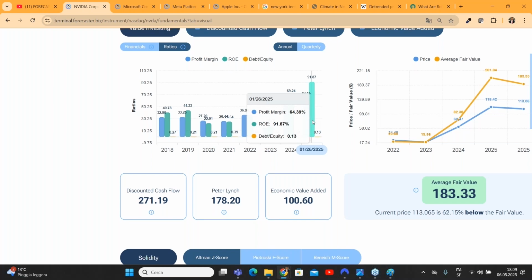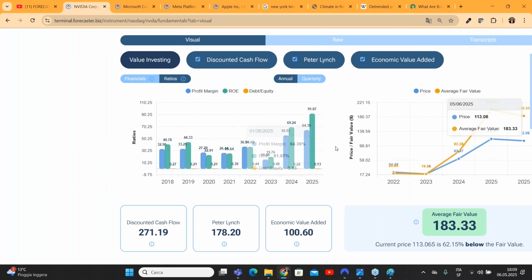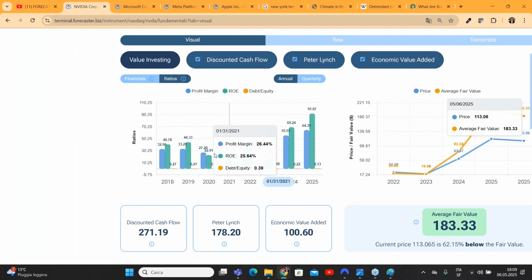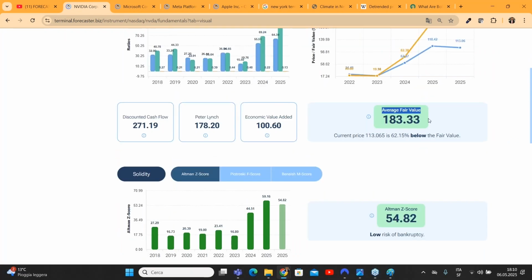Of course, we have many years and we also have the quarterly, because it's very important not only to watch a single year, but to watch the trend of the ratios. We have to watch both the trend of the financials and the ratios in order to understand the trend of the results. And this is very important. Thanks to the trend of the results, we can calculate the fair value, which, in the case of Forecaster, is an average of 3 different approaches.